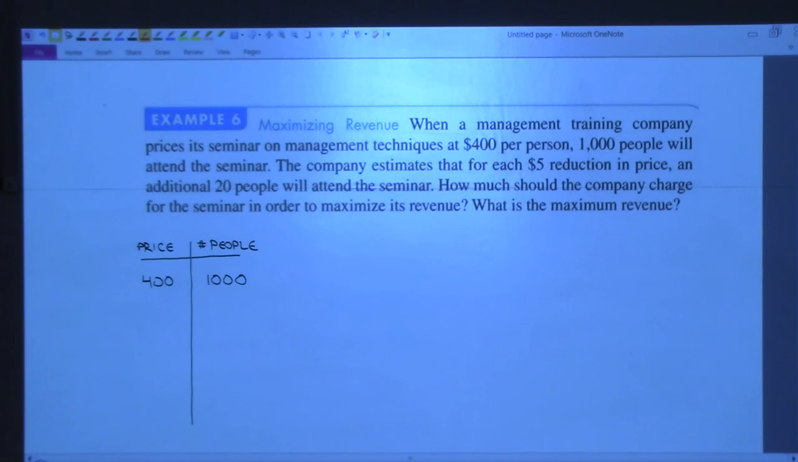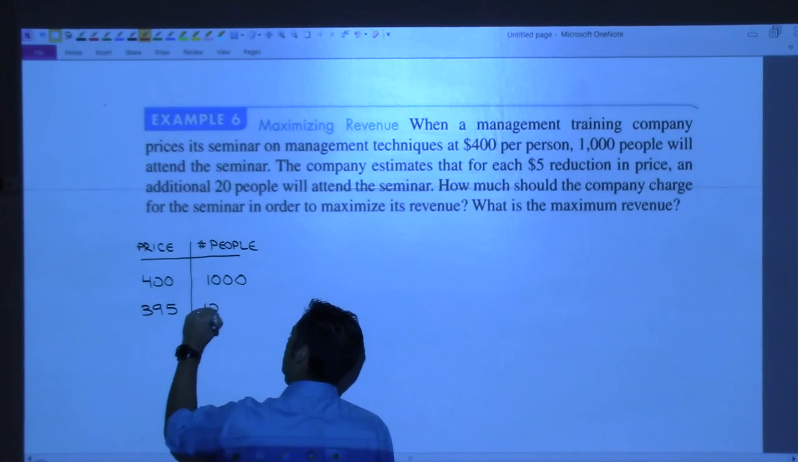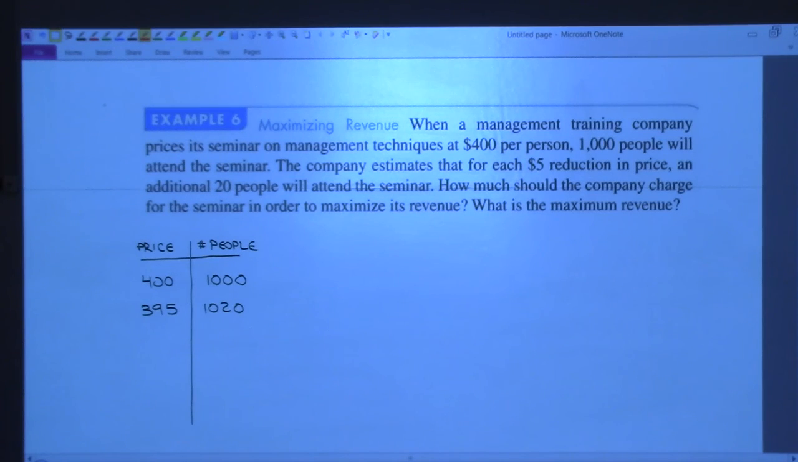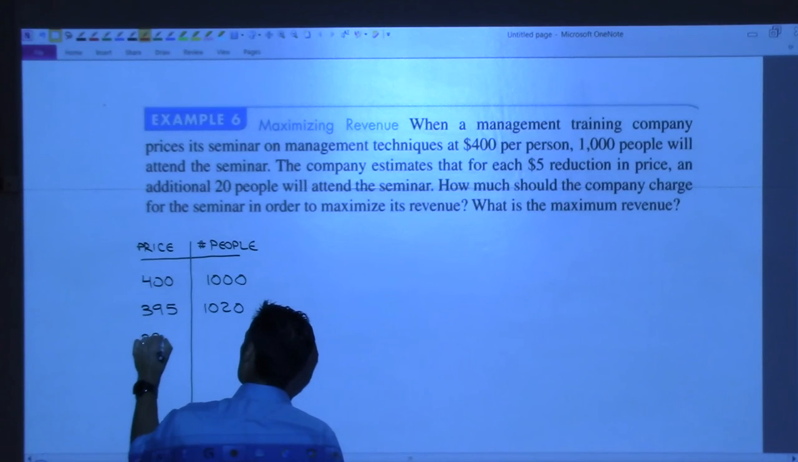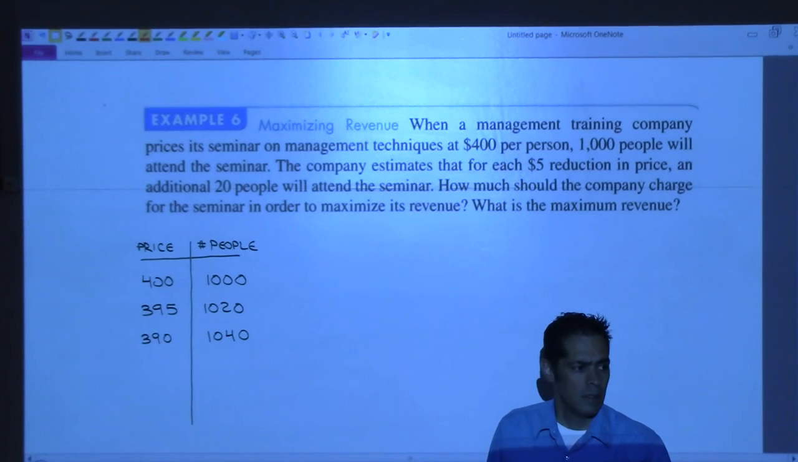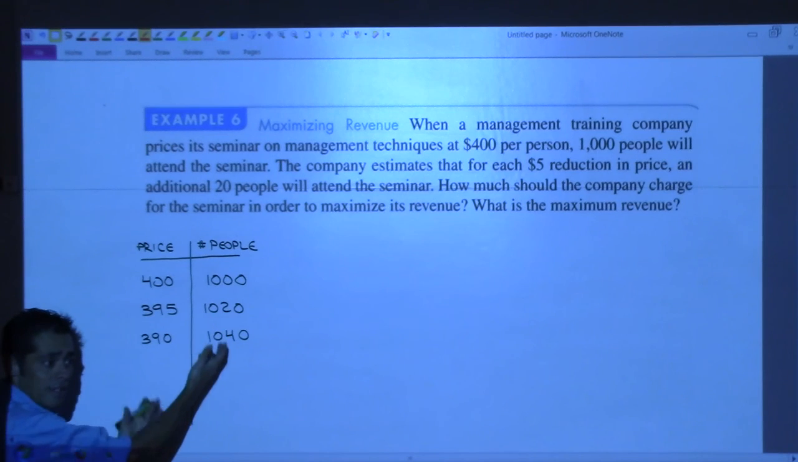Now, what does the next sentence tell us? Company estimates that for each $5 reduction in price, and so on. So what else could I put on this table that would help me see what's going on here? $3.95. So if I bring this price down by $5, I'm going to get 1,020 people there, right? Agreed? All right, and if I bring it down another $5, $3.90, I'm going to get 1,040, right? So one side's going down by 5, the other side's going up by 20, yes?